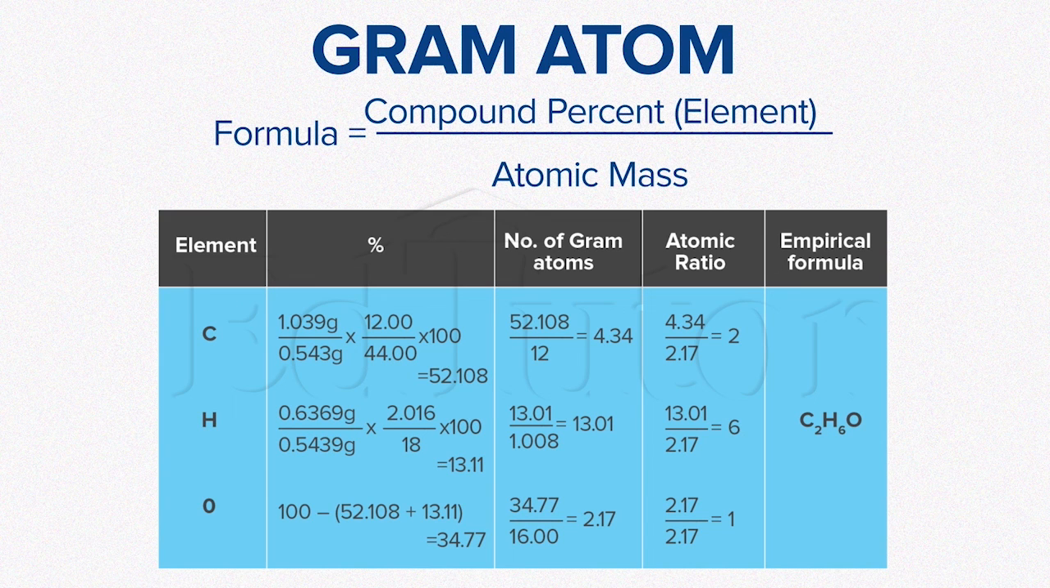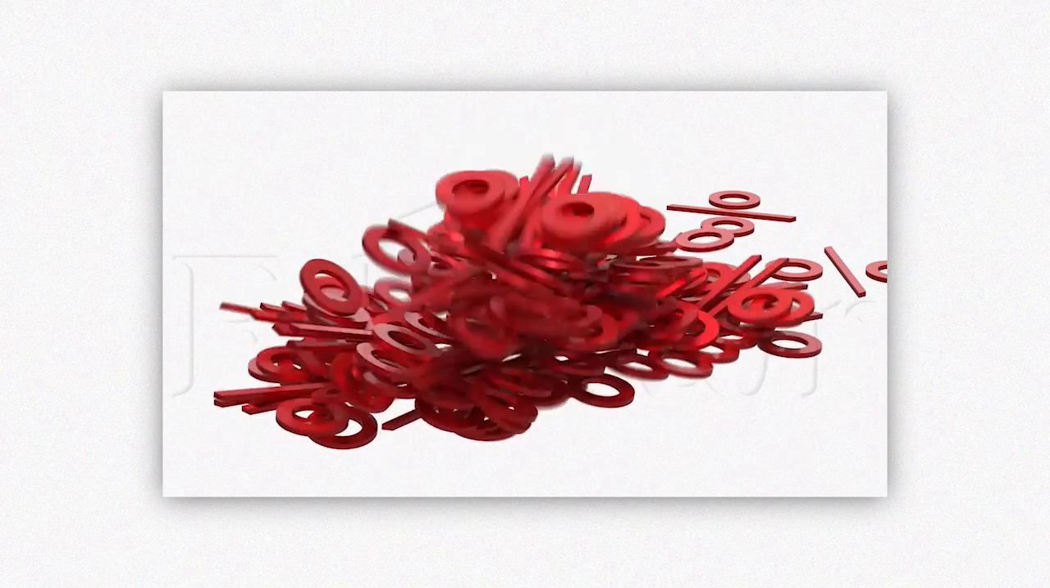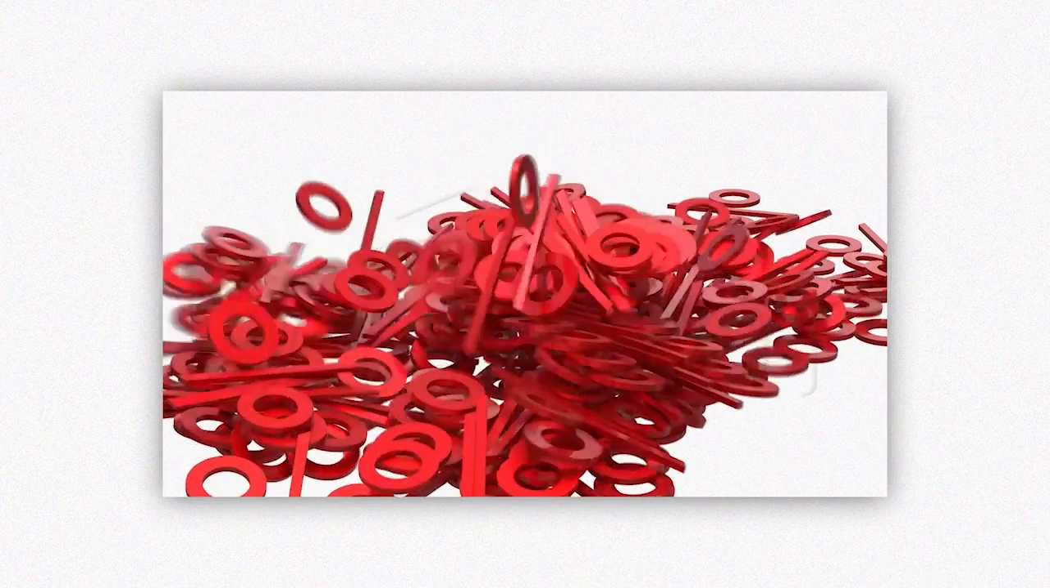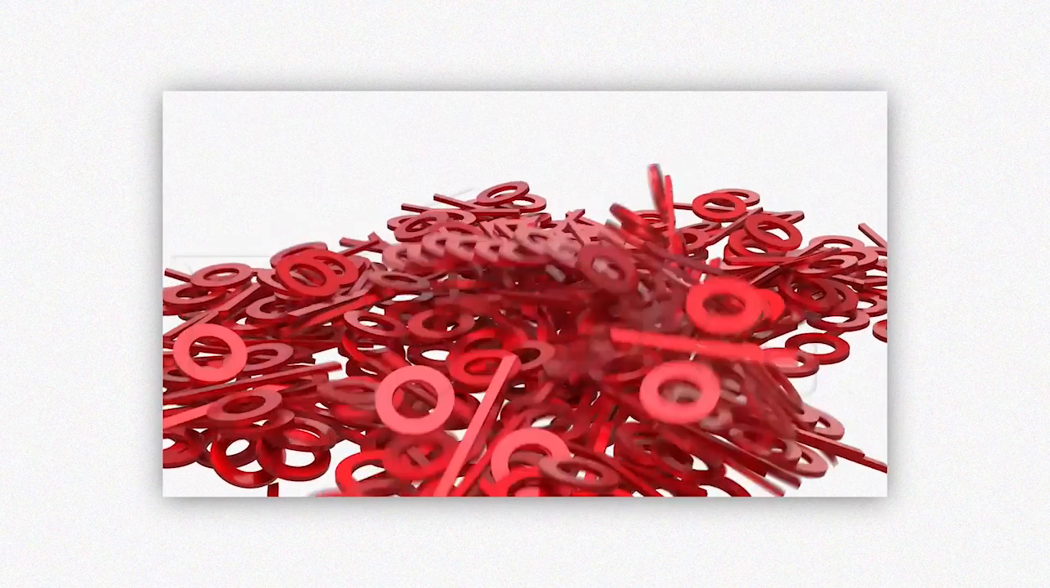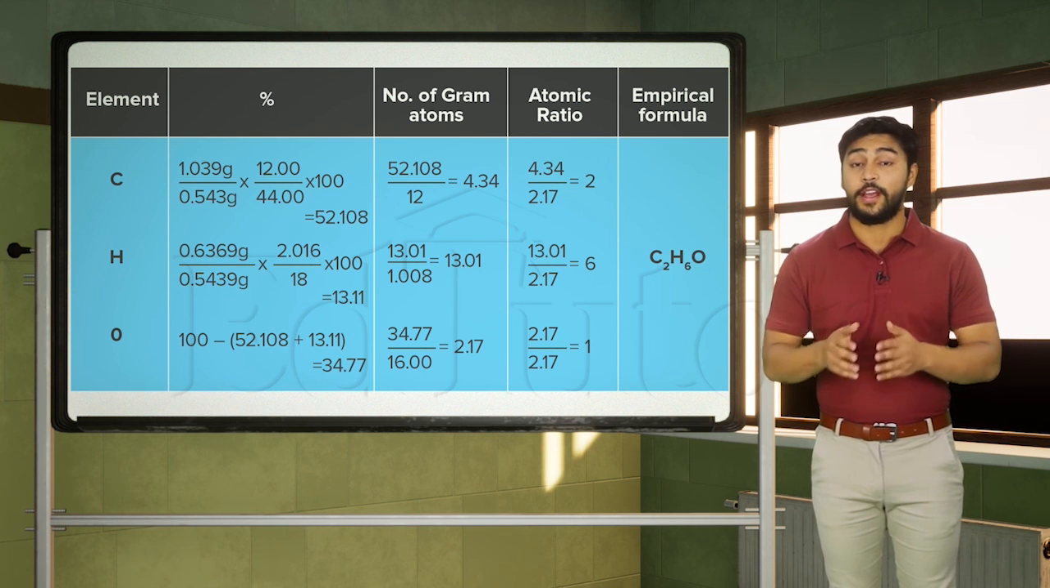Now, the second step is to find the number of gram atoms. For that, we will use number of gram atoms equal percentage divided by atomic mass. On inserting the values, we get 52.108 divided by 12 is equal to 4.34 gram atoms. The third step is to calculate the atomic ratio, which is by dividing the number of gram atoms by the smallest number. For that, we need to calculate the percentage compositions and the number of gram atoms for hydrogen and oxygen too. For hydrogen, the percentage composition will be calculated in the same way as we did for carbon.